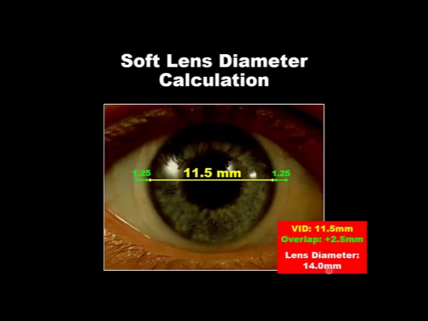Now, as we said, VID is important because for every lens, we should be choosing the right diameter of lens for the diameter of eye. Thankfully, most patients will fall into the normal bell curve and they won't need significant changes in lens diameter. But when you have patients that fall toward the extremes of the bell curve in diameter, then that's when we should be altering our lens appropriately. As an example, what we use at the university is the visible iris plus 2.5 millimeters to choose our initial soft lens diameter.